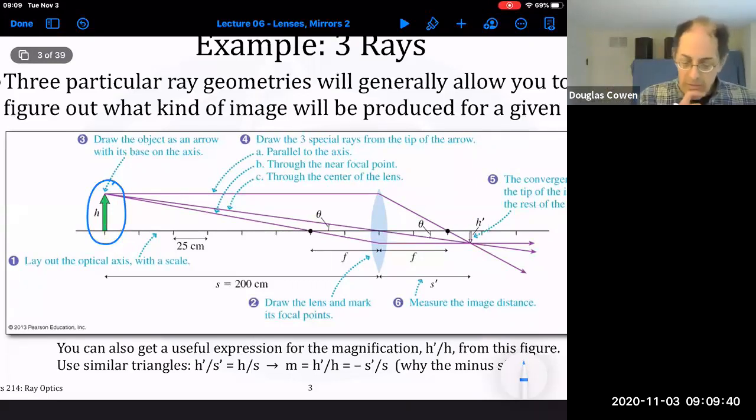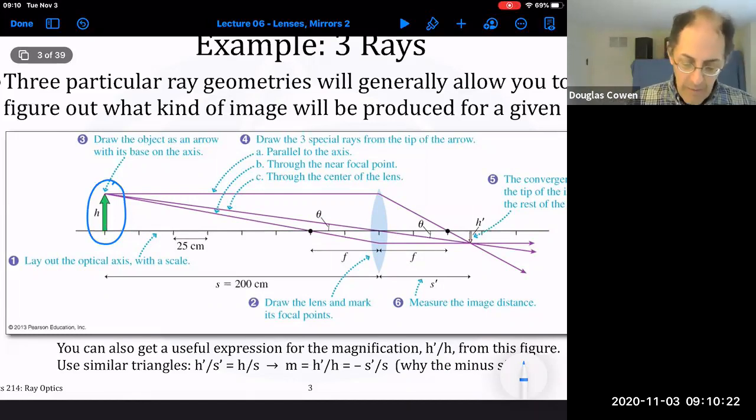The next thing to realize is that this object, this green arrow with a height h, is emitting or reflecting light. And the light that we care about for purposes of finding where the image is just the light coming from the tip of the arrow. There's light coming from all over the arrow, but we're going to choose the tip of the arrow so that we can figure out where the tip of the image arrow is located. Then we'll be able to extrapolate from that to figure out everything else we need to know about the image relative to the object.